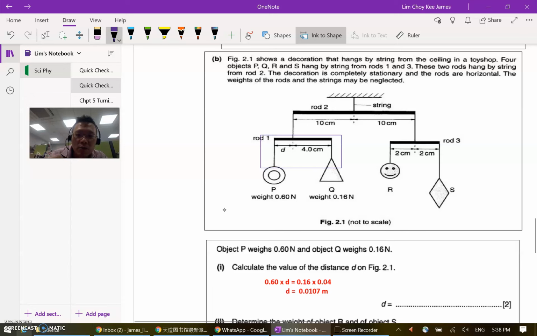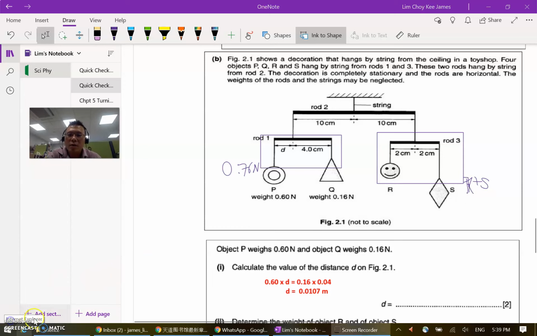There are two objects, weighing 0.6 and 0.16, which means the total weight at this layer is 0.76 Newton, a combination of everything. As for the other layer on the other side, the total weight we are looking out for will be R plus S. This will be the total weight acting on this particular side. Once you have the weight, the other thing you need to be careful about is that the weight applied at the second layer will be the weight experienced by this thing.